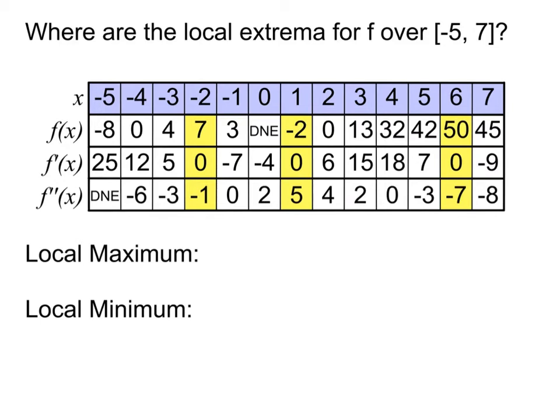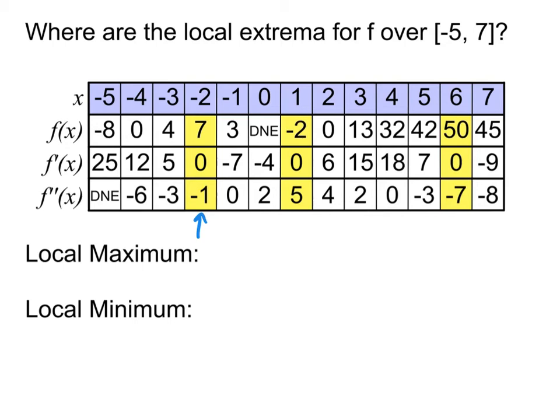At a local maximum, I should see a graph that's going from increasing to decreasing. That is, the graph is concave down. Well, concave down means that the second derivative is negative. And so if I look at my table here, I can see a negative second derivative here and here. So both of those two represent a local maximum.